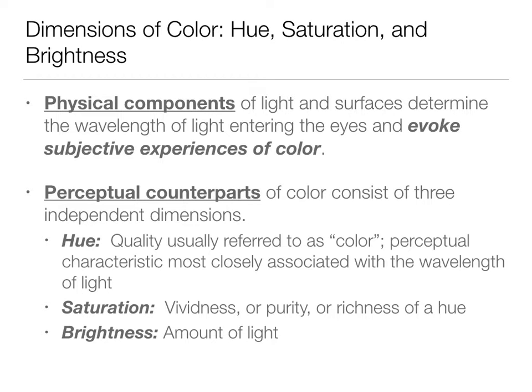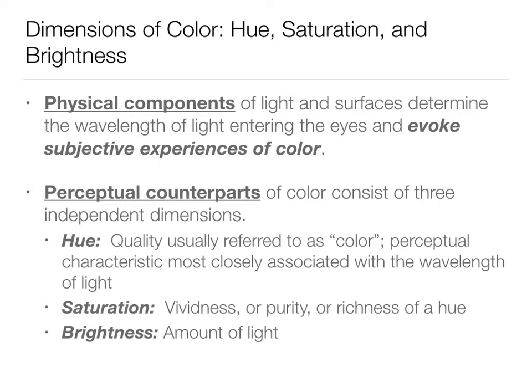So we have hue, which refers to the color. It's most closely associated with the actual wavelength of light. When we think of red versus blue versus green, we're talking about the hue. The saturation tells us the vividness, purity, or richness of a hue. I'll show you an example of that in a second. And brightness tells us how much light is in it. Is it very dark or very bright? Brightness, or intensity, is that third dimension.